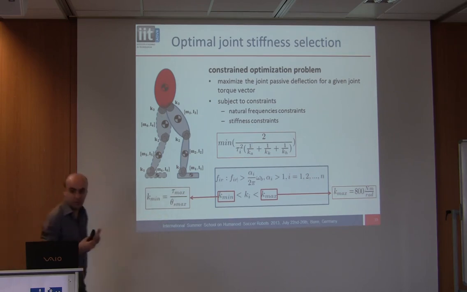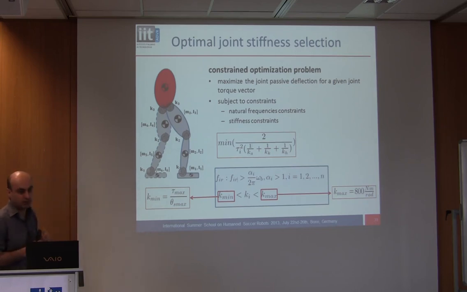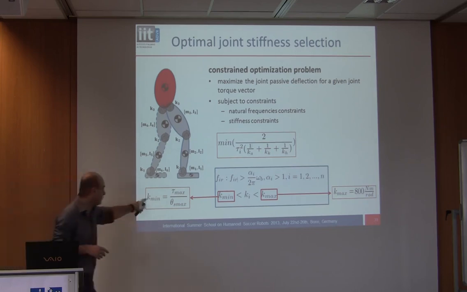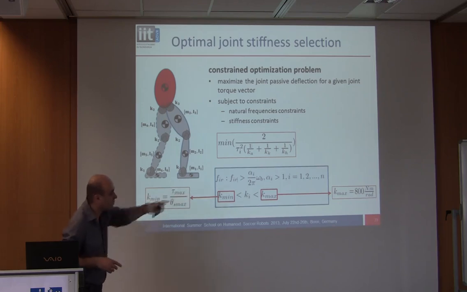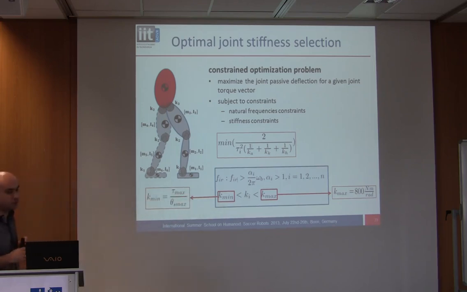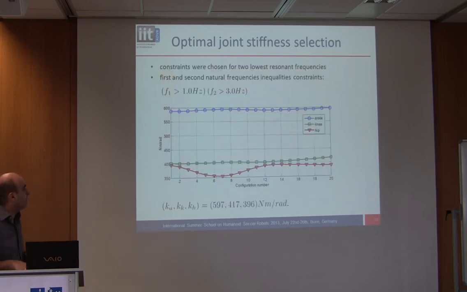So we want to avoid saturating the spring before the peak torque at the joint is reached, and this immediately sets a value for K min. Now K max was a constraint set because of the mechanical limitations, the mechatronics, the size of the joint, and the size of the spring components that we can use. So this is set as a number that we consider a max value. And as I said, we set the first natural frequency at 1 hertz, and the second natural frequency at 3 hertz.